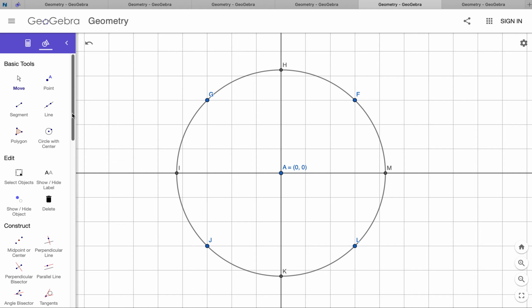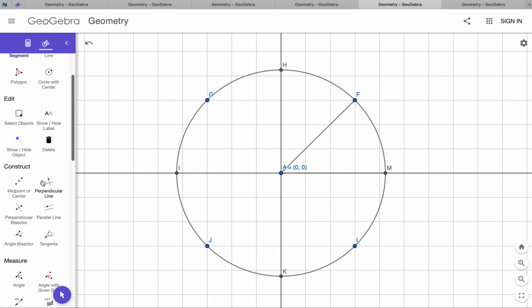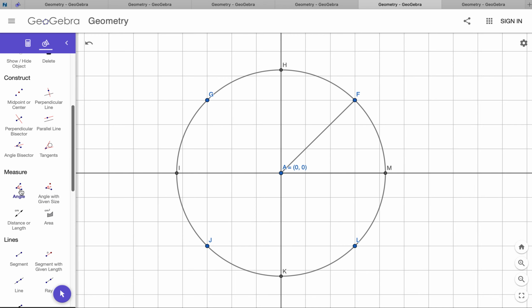We probably can make a segment. I wonder if we can rotate that point. Probably can rotate A and get AF. Actually, we could measure, well, let's do that. How about, we could probably measure that angle. How about that? So go down here and say measure this angle.